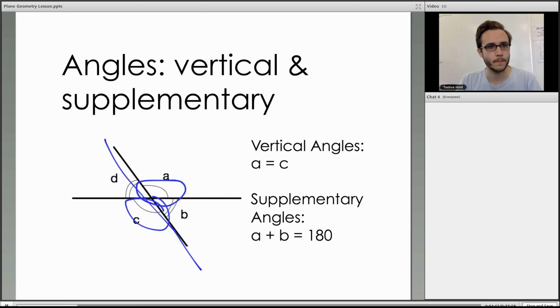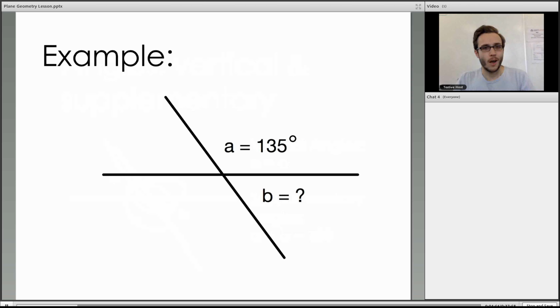All right, so we have an example of that right here. We have angle A is 135 degrees, and we don't know what angle B is. Well, that's pretty straightforward. I'm going to give you a moment to think about it.